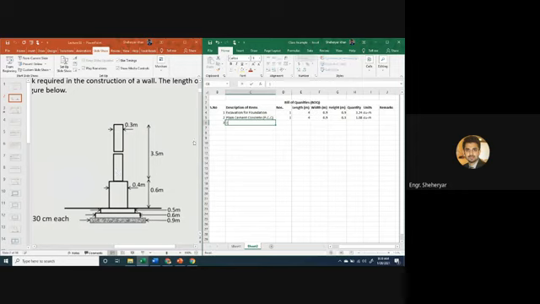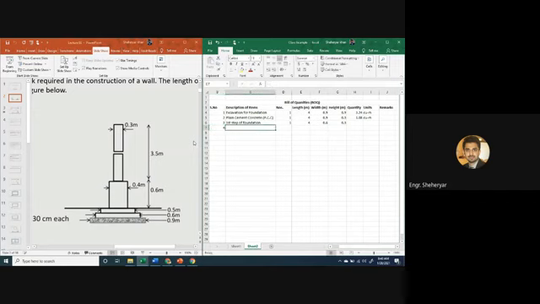So let's give it a title first. Step of foundation. Definitely it will be 1 in numbers, and the length will be the same, 4 meters. What will be the width of this item? 0.6 meter. And what will be the height or thickness? 0.3. So I'll calculate the quantities at the end. I'll just input the data first.